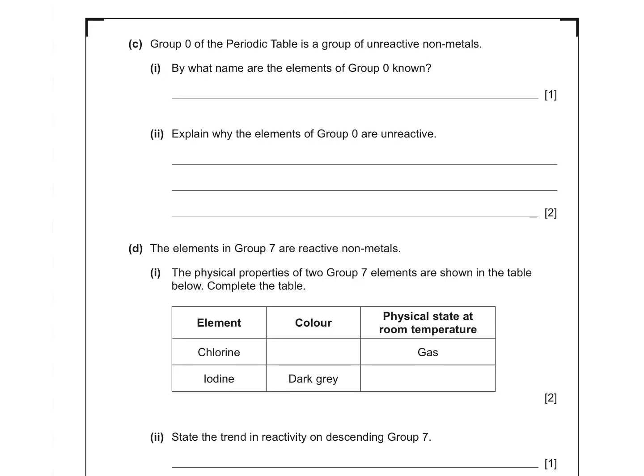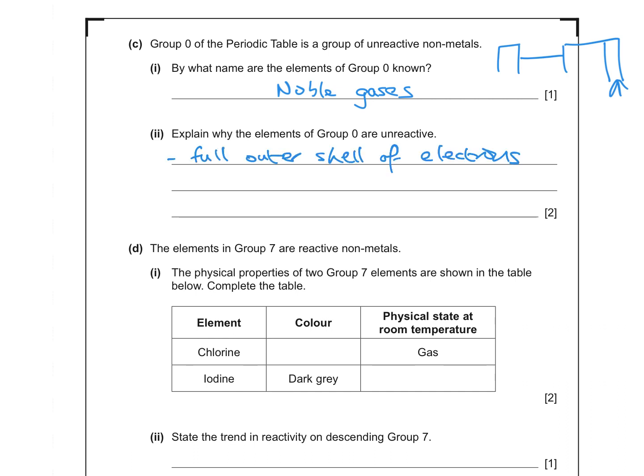See part 1 then. Group 0 elements are known as the noble gases. So those are the elements away on the far right of the periodic table. So it's these ones here. And why are they unreactive? Well, that's because they have a full outer shell of electrons. And that full outer shell just makes the atoms stable. And that means that the noble gases do not need to gain or lose any electrons in order to gain a full outer shell.